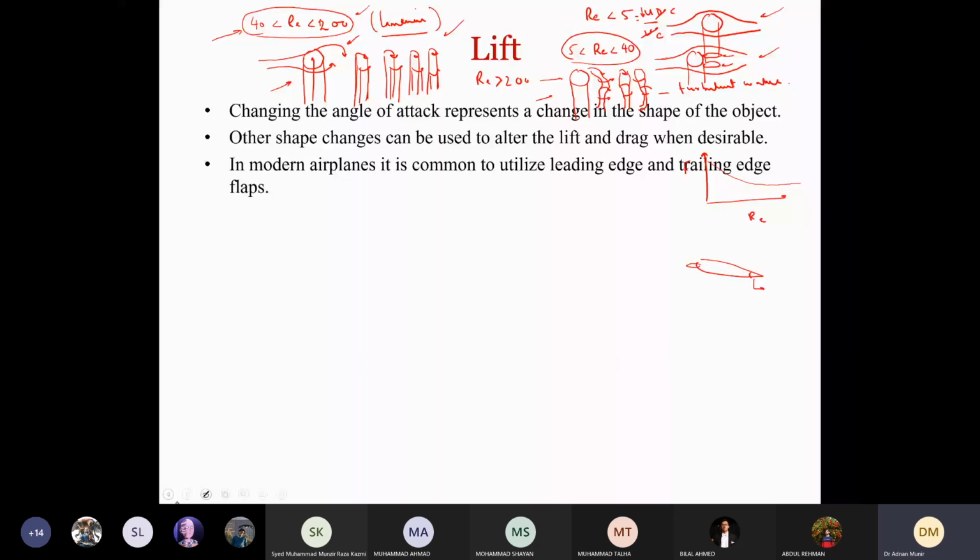Now these trailing and leading edge flaps can be actuated, they can move up and down, right? They are connected with control rods, and if input is given to the control rods, those flaps can move up and down.